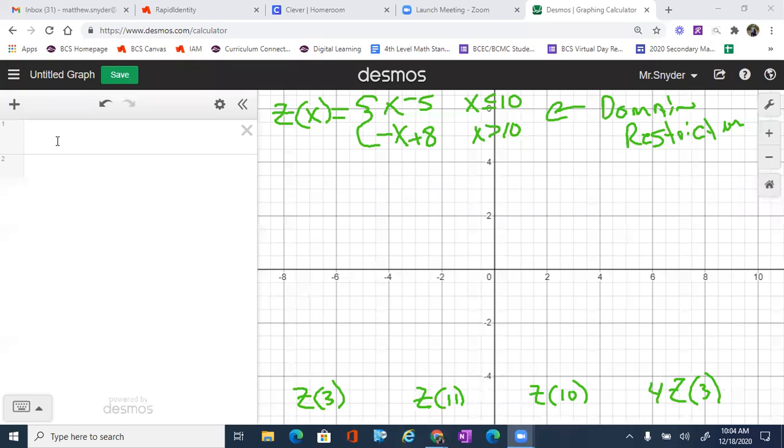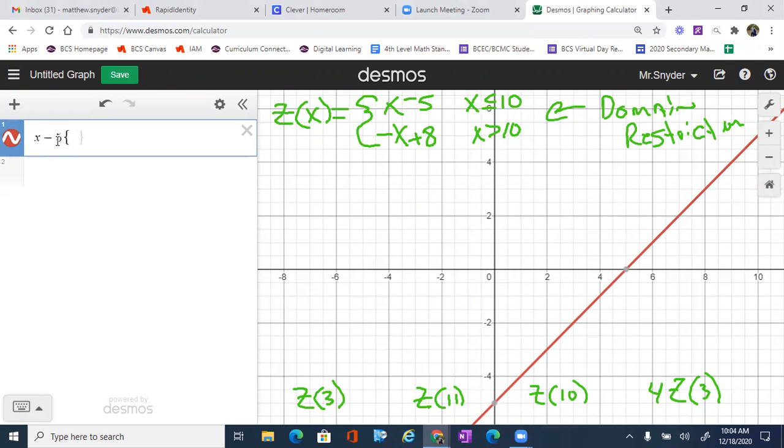So I'm going to take the x minus 5, I'm going to type that in. And then right after that, I'm going to open up some brackets. And I'm going to type in x less than or equal to 10. And I'm going to need to close out those brackets. All right. So what we do with the domain restriction is we make sure that as we are working with the domain restrictions, we have to put those in brackets in those pieces.